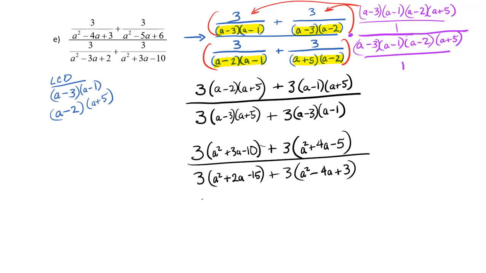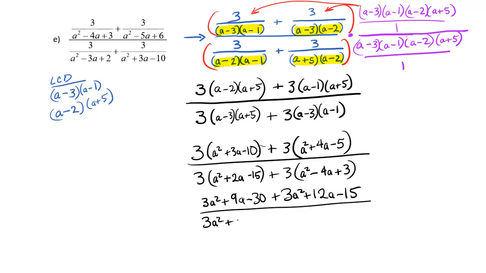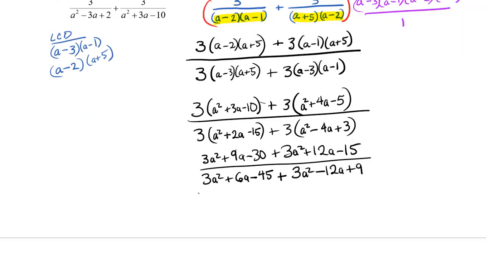Now I distribute the 3 in. Combining like terms, 6a squared plus 21a minus 45 all over 6a squared minus 6a minus 36.